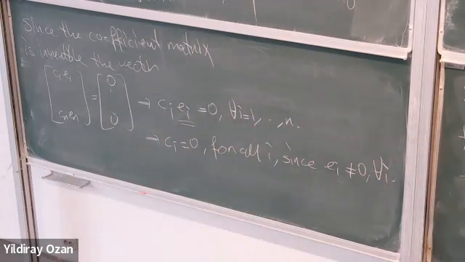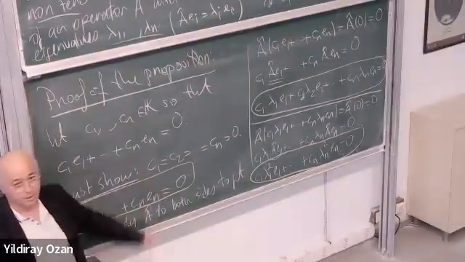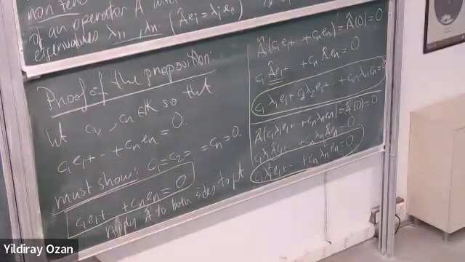So this finishes the proof, right? That was what we were supposed to show. C1, C2, Cn are all 0. That was our aim. We needed to show that these coefficients are 0, and that's what we showed.